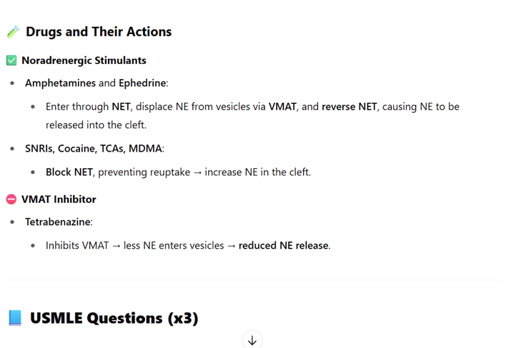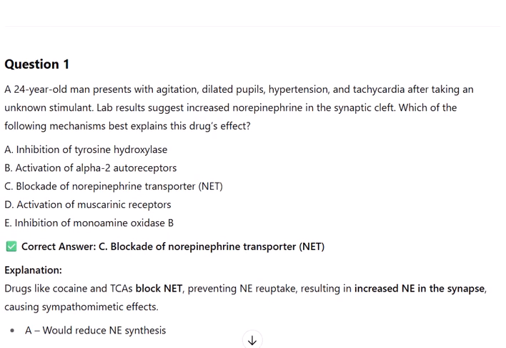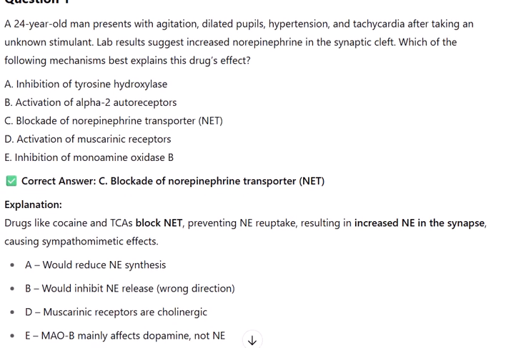USMLE questions. Question 1. A 24-year-old man presents with agitation, dilated pupils, hypertension, and tachycardia after taking an unknown stimulant. Lab results suggest increased norepinephrine in the synaptic cleft. Which of the following mechanisms best explains this drug's effect?